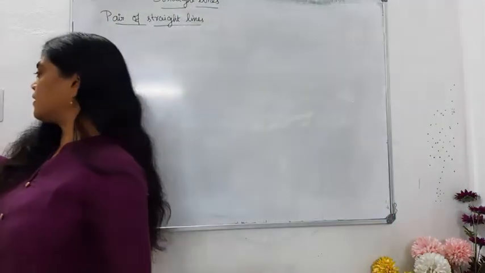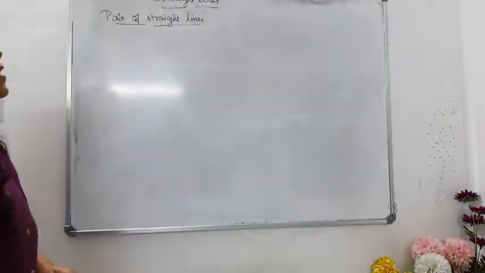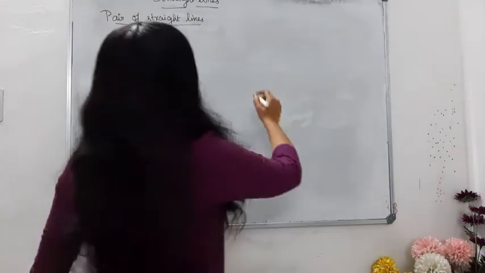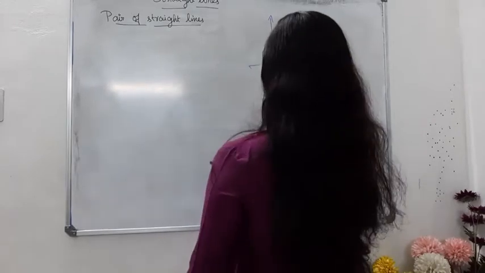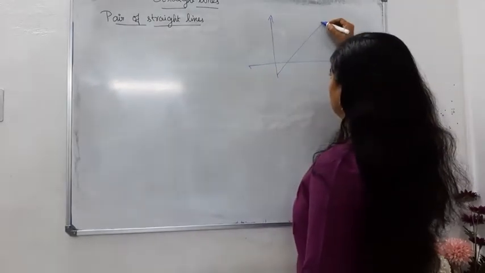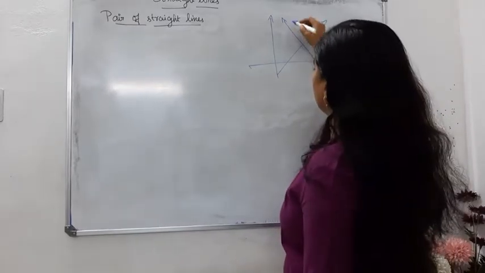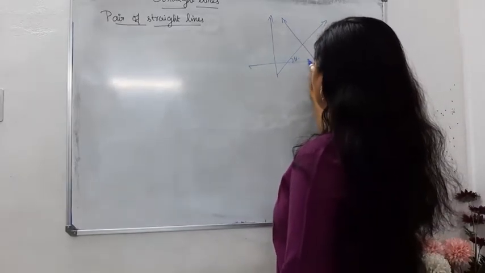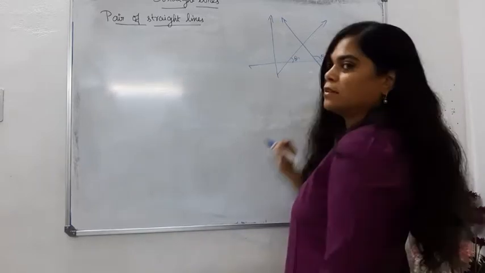In connection with the straight lines, now we are going to see the pair of straight lines. Suppose we consider two straight lines, which can be drawn like this. This may be the first straight line, and this may be the second straight line. It makes an angle theta 1 and it makes an angle theta 2 with respect to the x-axis.